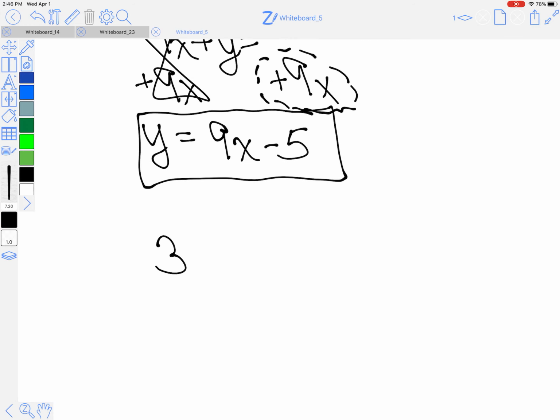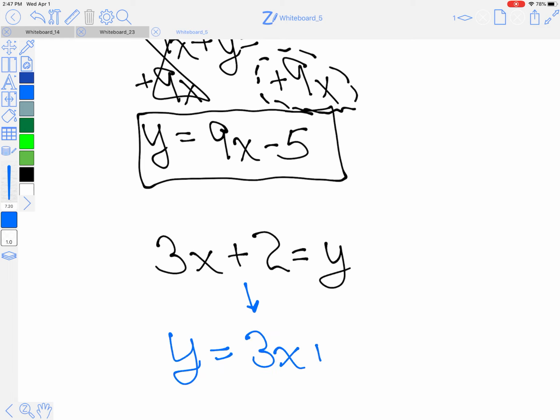If you saw something, maybe it says 3x plus 2 equals y. That's perfectly fine. We can flip this whole equation. We don't have to change anything. This is the same as saying y equals 3x plus 2. So I don't have to change anything there.